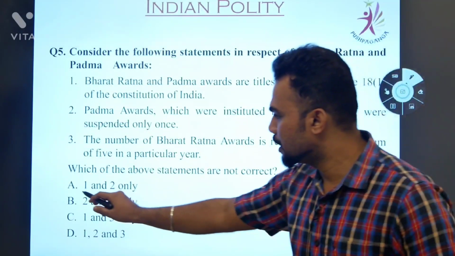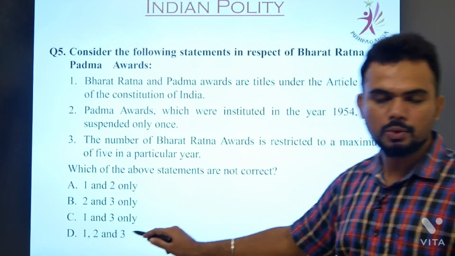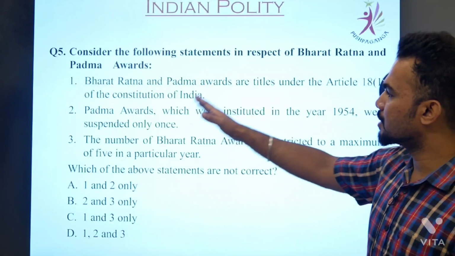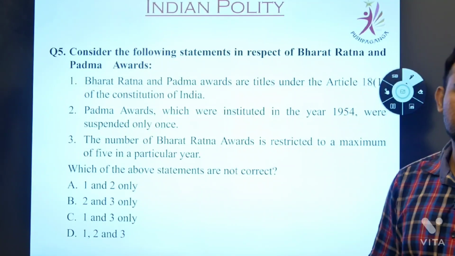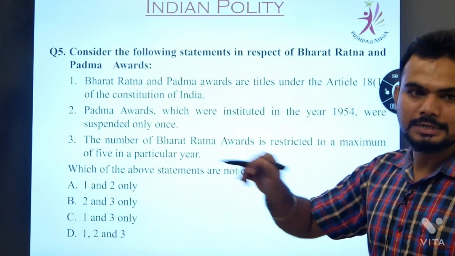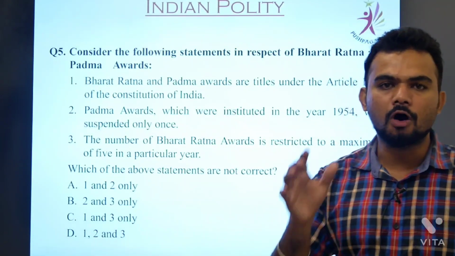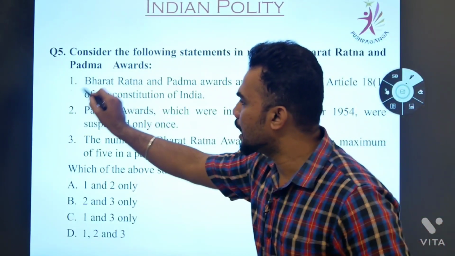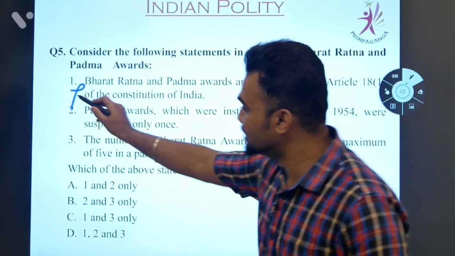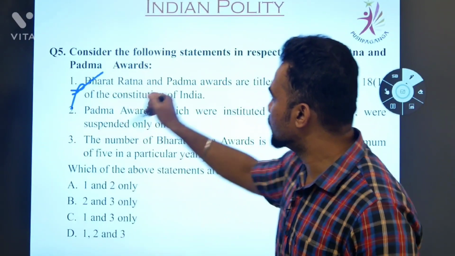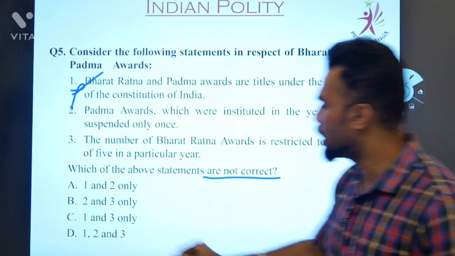Okay, so option A: 1 and 2 only, B: 2 and 3 only, C: 1 and 3 only, D: 1, 2 and 3. Now, Bharat Ratna and Padma awards are titles under Article 18 Clause 1 of the Constitution of India. We know that they are not the titles under Article 18 Clause 1. Article 18 Clause 1 speaks about abolition of all titles. So this will not be a right statement. Because he is asking which are not correct, this is not correct, so this is the right answer to be chosen.